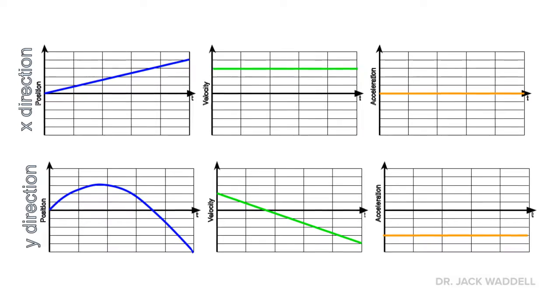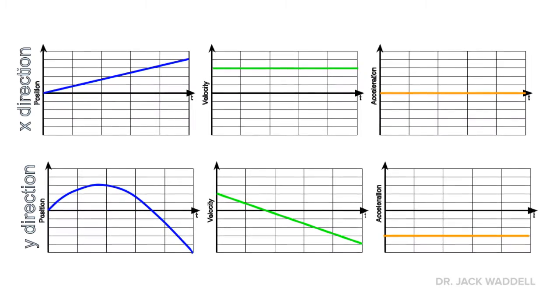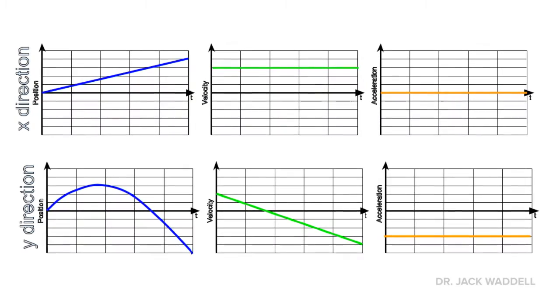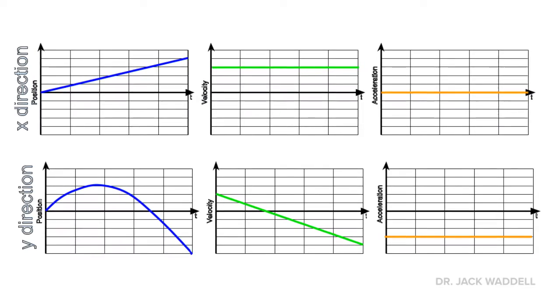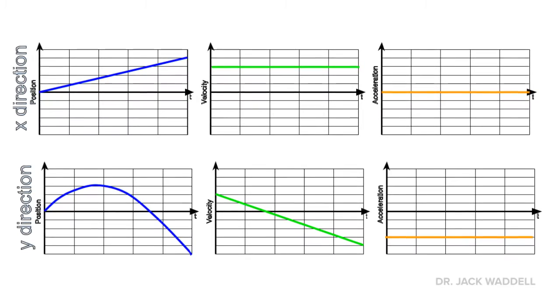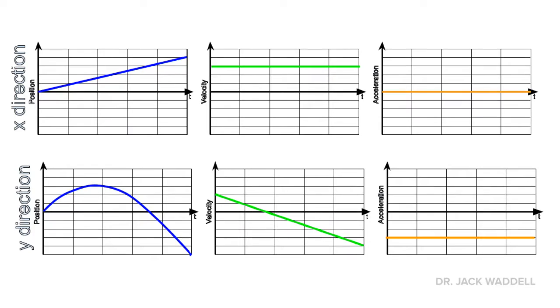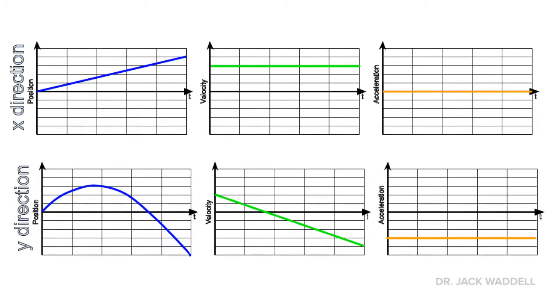You can see since gravity is pointing solely downward, the acceleration is just in the negative Y direction. There's no acceleration in the X direction. Look at these graphs and make sure you understand before we move on.